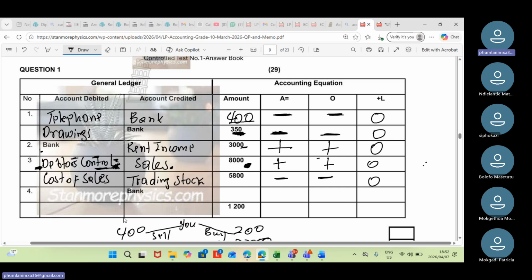Any questions with transaction number 3? So I've got a problem here. Sometimes I can see on the glass they say selling price minus cost price. Then they enter that amount that they have found. Now I see you don't do that. Can you kindly explain for me?